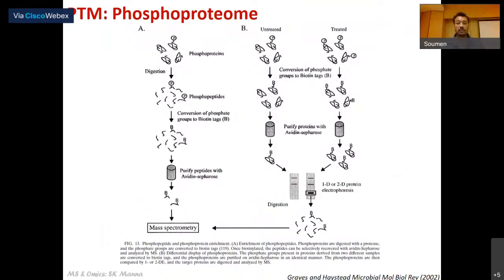So in addition to these signatures in mass spectrometry, there are other tricks that people use. For example, in the case of phosphoproteins, because phosphoproteomics is one of the interesting areas to look at because of their involvement in signaling, you can convert them to biotin tags. This is, for example, how it happens.